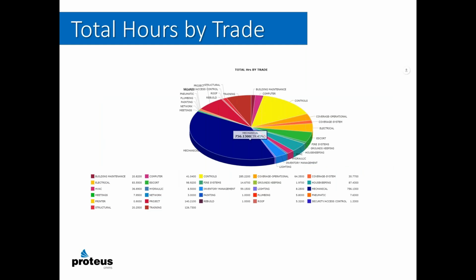We can look at total hours by trade or skill, in other words, work type. How am I spending my time? Am I spending it escorting somebody in our factory? Am I spending that time on planned maintenance? Am I spending it on mechanical? Again, looking at the percentage of how total hours are spent within our organization helps us manage more effectively.